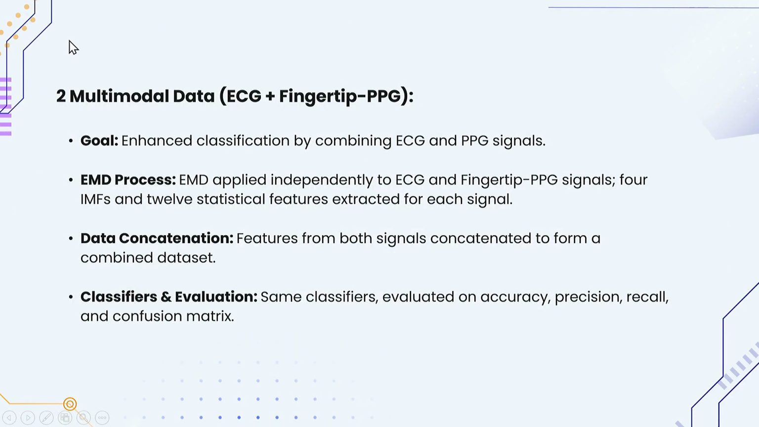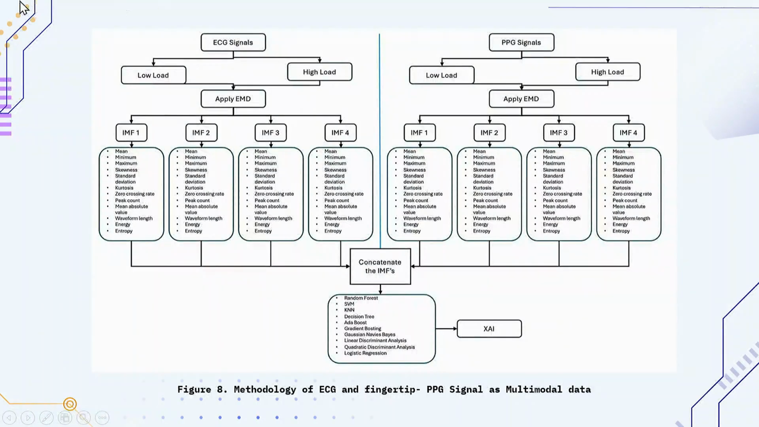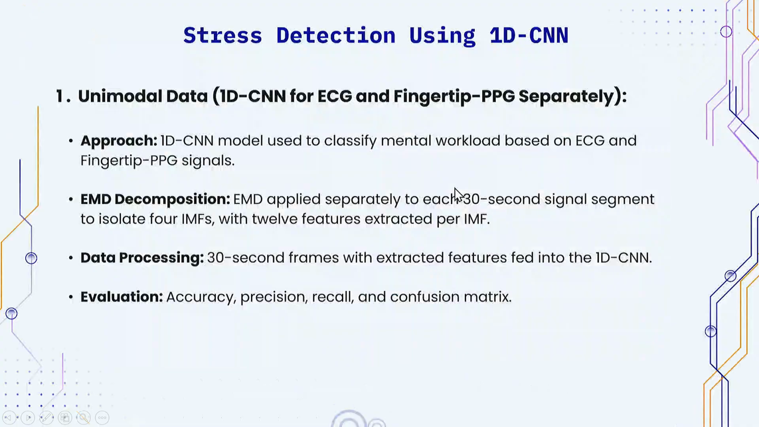Next is the multimodal data. For multimodal data, we have combined ECG and fingertip PPG signals. For this, I have calculated IMF features for the ECG signal, and with the same process we calculate IMFs for PPG signals. Then since it is multimodal, we concatenate the IMFs from PPG and ECG, and then we apply classifiers on it and XAI on the model which achieved the higher accuracy.